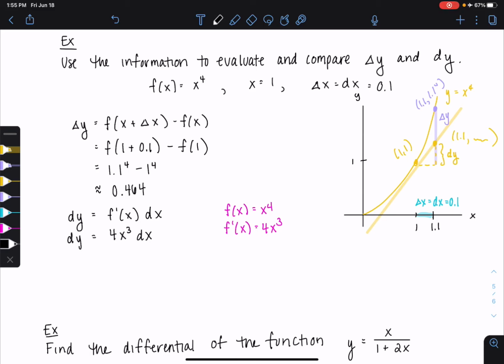So plugging in the pieces, x is equal to 1, so it's going to be 4 times 1 cubed. dx is 0.01. So going through and multiplying that, you get 0.04. So the true change in y value is about equal to the change in y of our tangent line. So delta y is about equal to this differential dy. Okay.